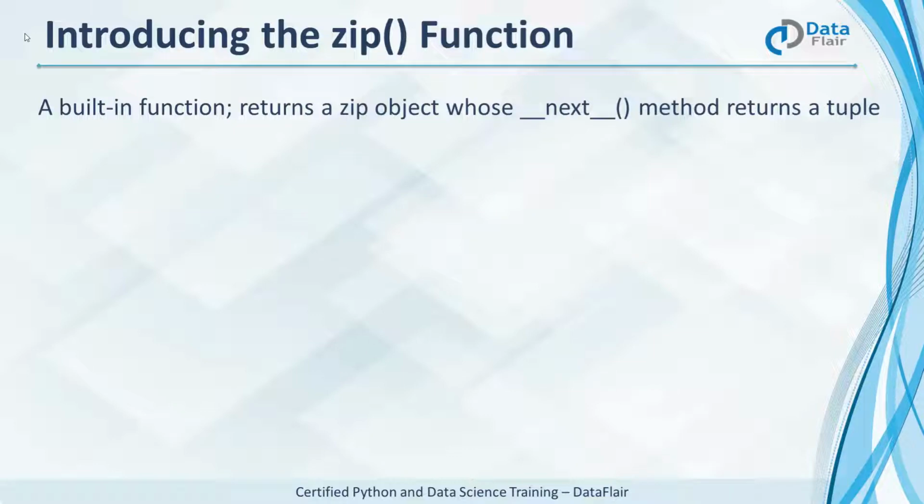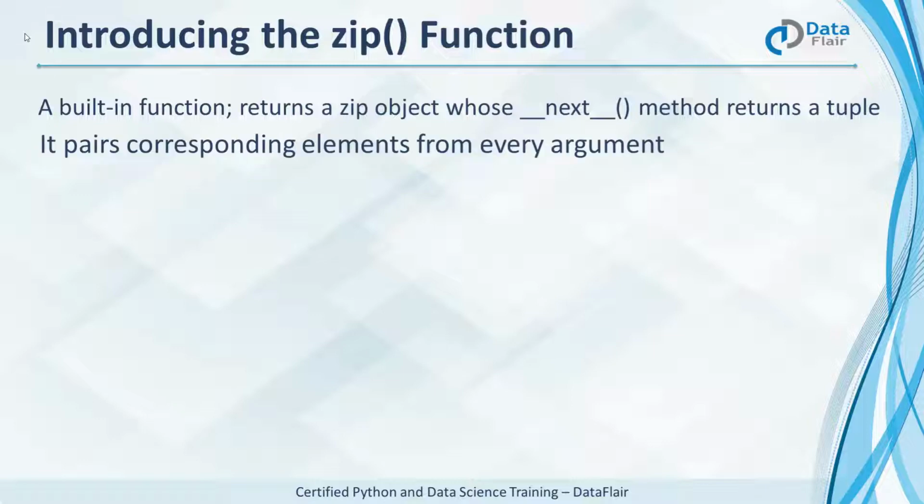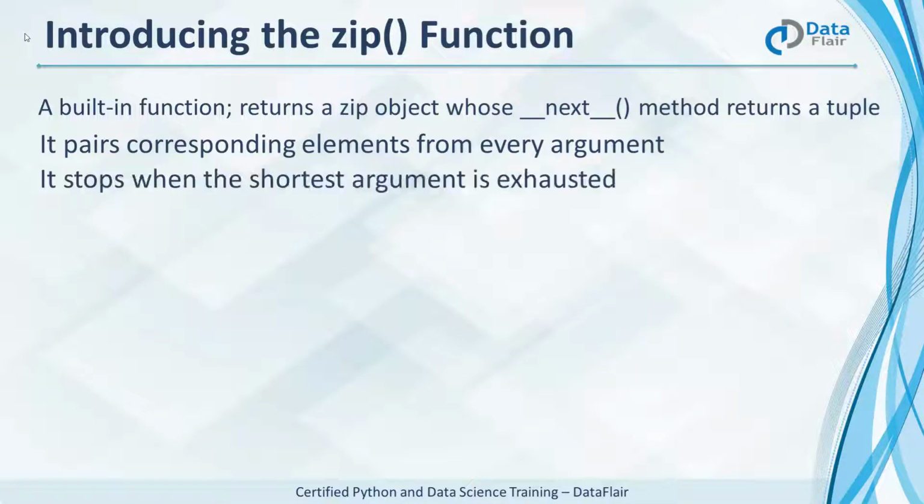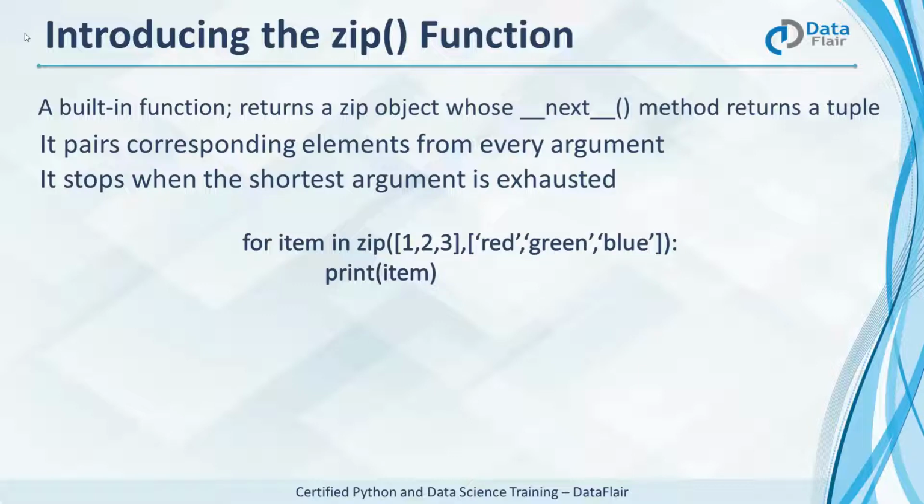This is an object which has a next method that returns a tuple. If we pass to it two sequences as arguments, it takes one from each and pairs them up. If one sequence is shorter and exhausts first, it stops pairing further. Here it takes two lists with the values 1, 2, 3 and red, green, blue and zips them together. 1 pairs with red, 2 pairs with green and 3 pairs with blue.